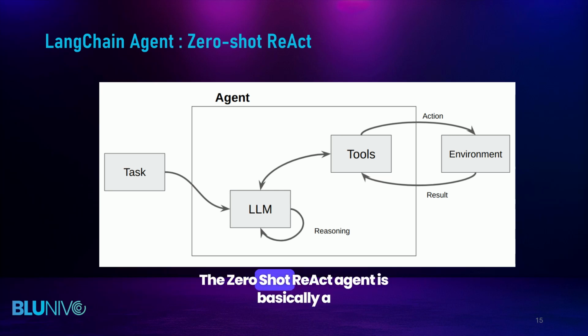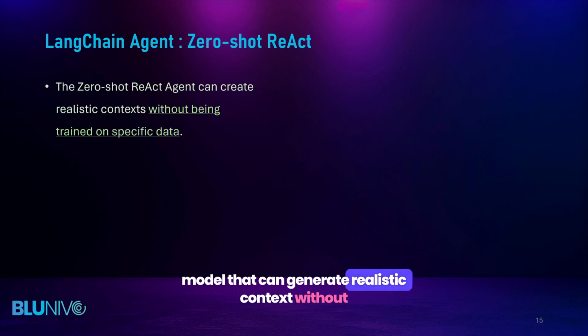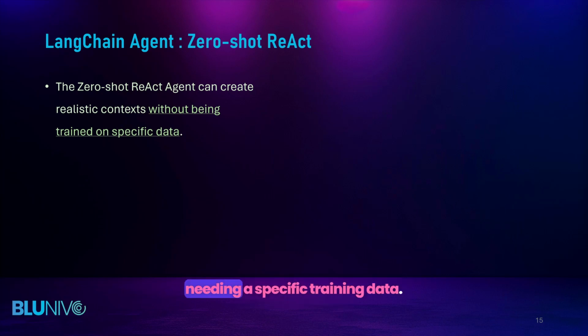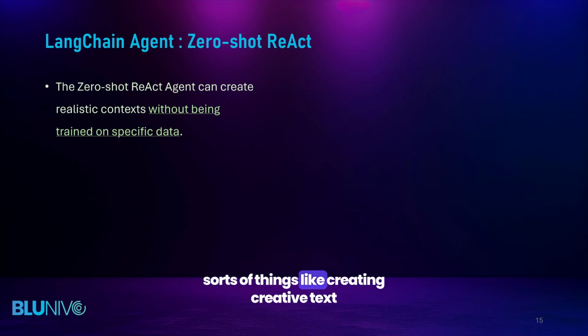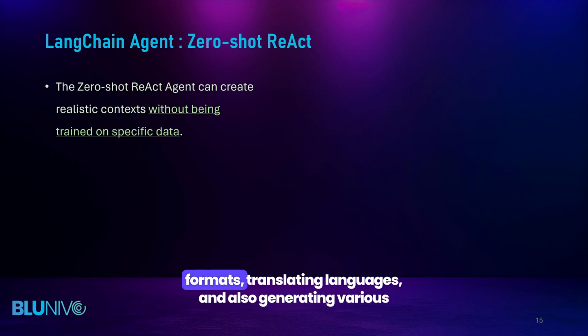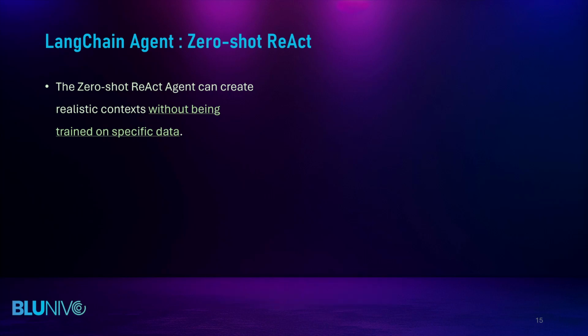The zero-shot React agent is basically a model that can generate realistic context without needing a specific training data. It's super versatile and can do all sorts of things like creating creative text formats, translating languages, and also generating various types of creative context.